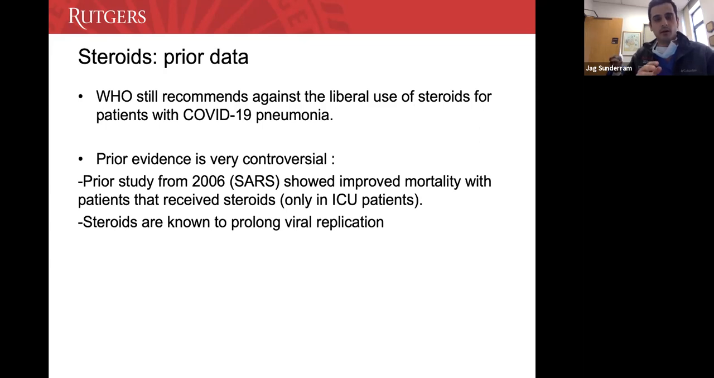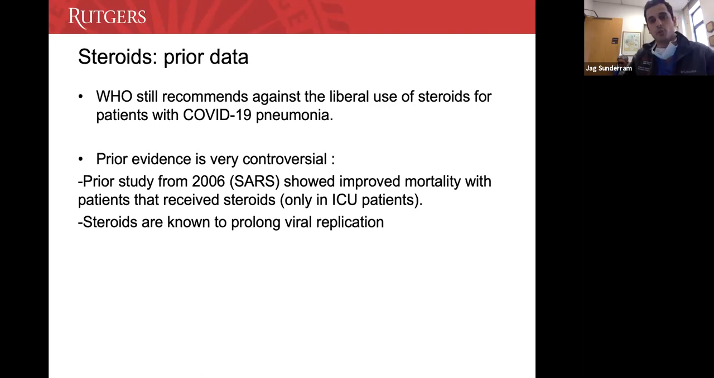And I believe this week, SCCM published a statement in regards to steroids in these patients that I'm going to go through shortly. The prior evidence behind using steroids in viral pneumonia is extremely controversial. There's a study that was published in 2006 that included patients infected with the initial SARS virus, that showed improved mortality with patients that received steroids only in the subset of patients that were admitted to the ICU with a PaO2/FiO2 ratio less than 300. So sicker patients did better when they received steroids.